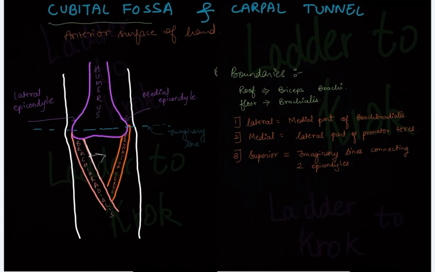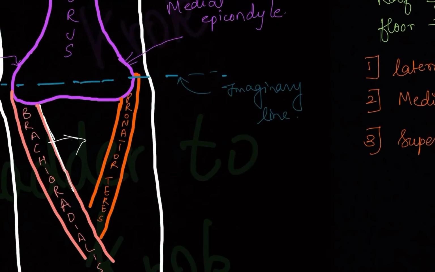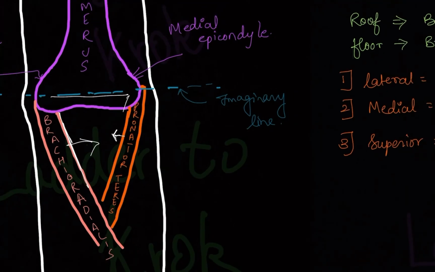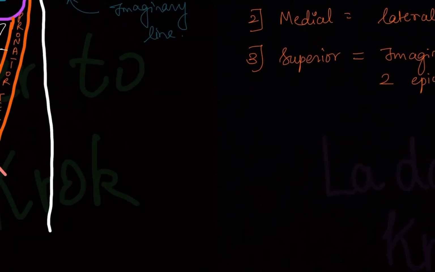The medial boundary for the cubital fossa is by lateral part of pronator teres. So pronator teres, you can see this side of the muscle is towards the lateral side. So it is lateral part of the pronator teres. And superiorly, you have this imaginary line. So you can see the triangle forming over here, right? So this is the triangle. This triangle is the cubital fossa. Now this cubital fossa consists of many things.